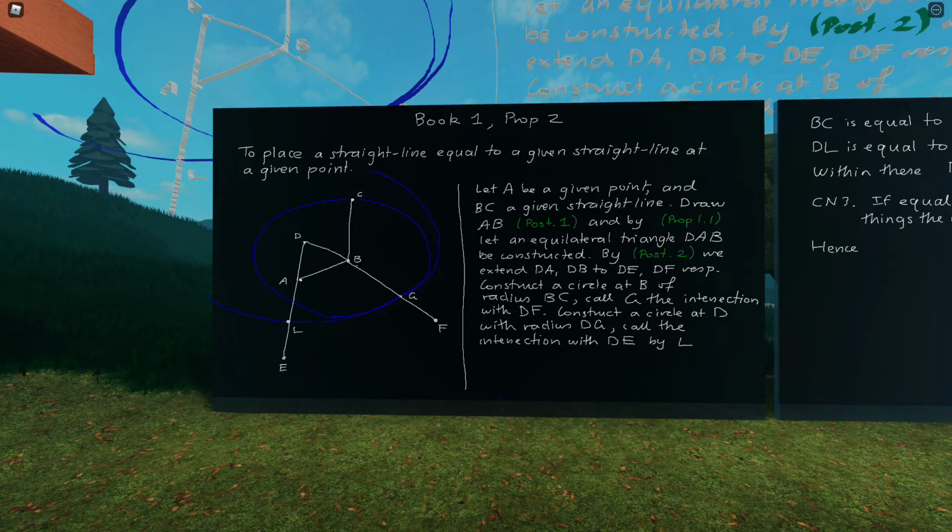So hence BG is equal to AL, and since BG is also equal to BC, we have AL equal to BC. So this is by common notion 1, which says that things equal to the same thing are also equal to one another. So transitivity. Okay, so what did we do? Well, we've constructed a line starting at A, the same length as BC. So that's as required.